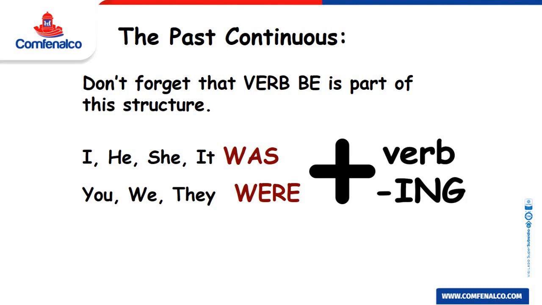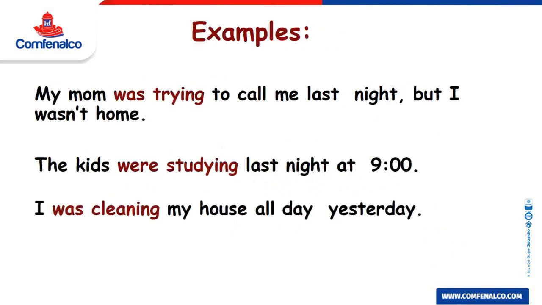Okay. Es decir, para estos pronombres personales que tenemos aquí, nosotros utilizamos I, he, she, it, la forma en pasado, was del verbo to be. Mientras que para you, we and they, we use were como forma en pasado del verbo to be. Además de eso, agregamos un verbo con ing. De esta forma, digamos que tenemos ya lo principal de la estructura del pasado continuo. Okay? Let's see some examples. Vamos a ver algunos examples.